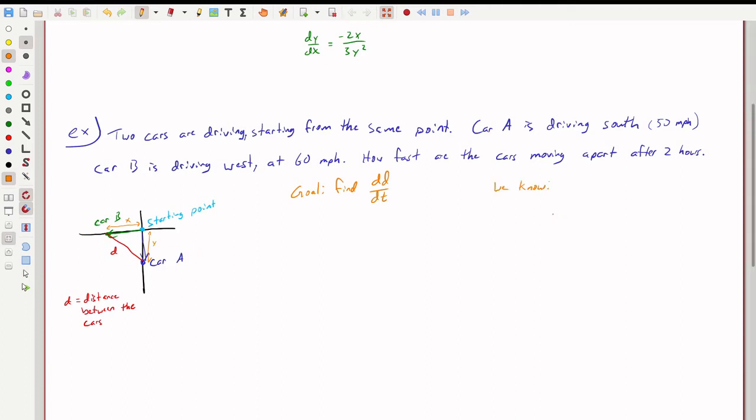So I'm going to make a list of things that we know. And it's not very much, but it is something. We know how fast car A is moving, and since y is a distance between car A and the starting point, then the rate of change of y is going to be how fast car A is moving. So we know that the derivative of y with respect to time t is the speed of the car. So if I measure y in miles, then the derivative is going to be 50 miles per hour. Okay. Likewise, the rate of change of x is going to be the speed of car B.